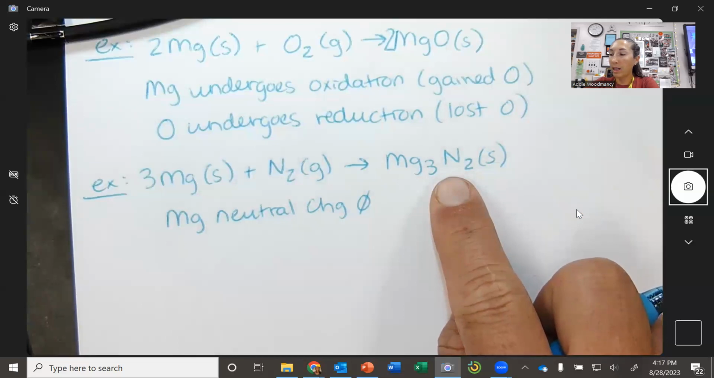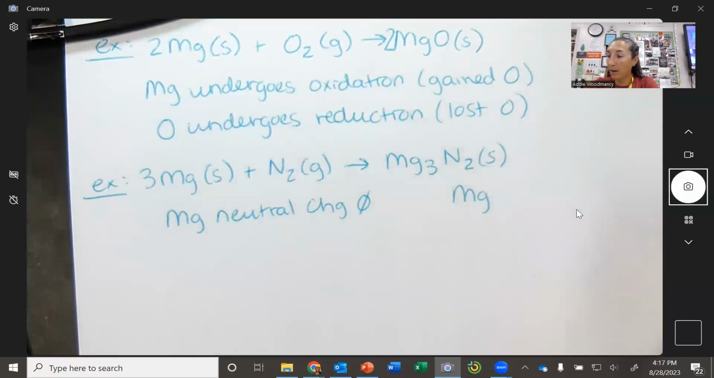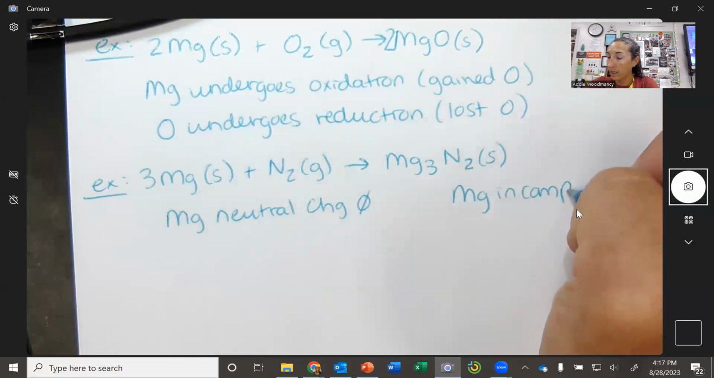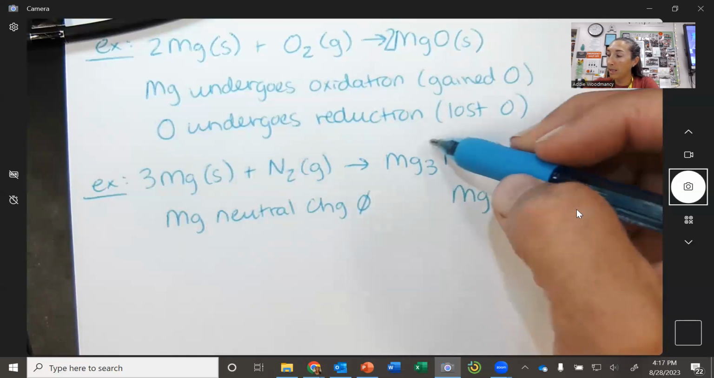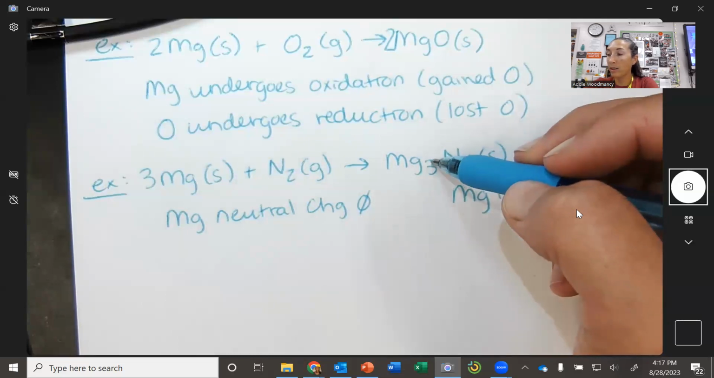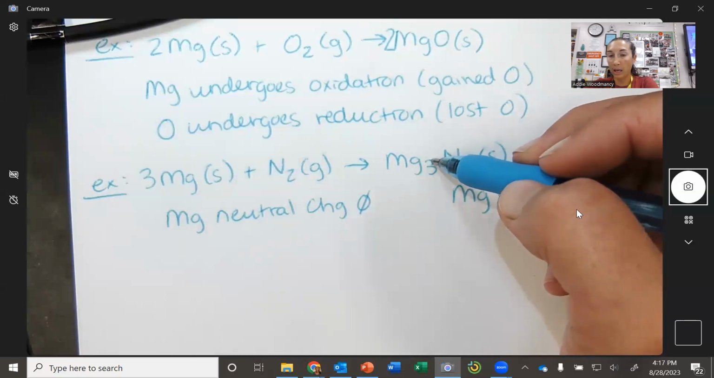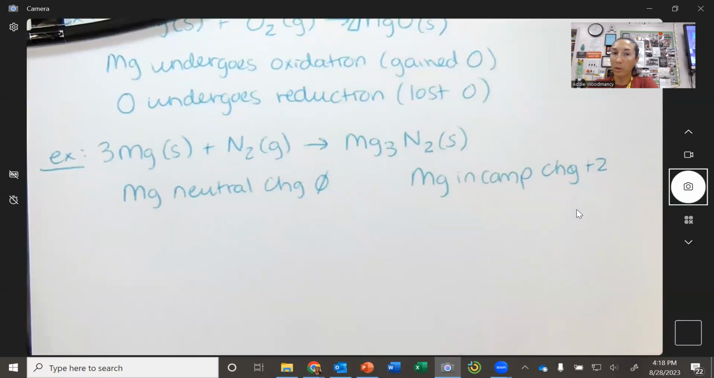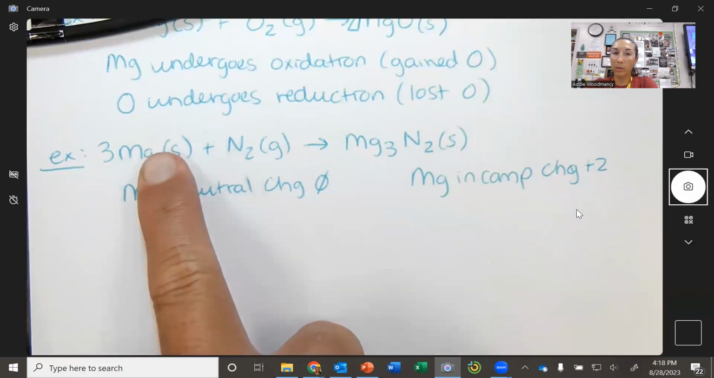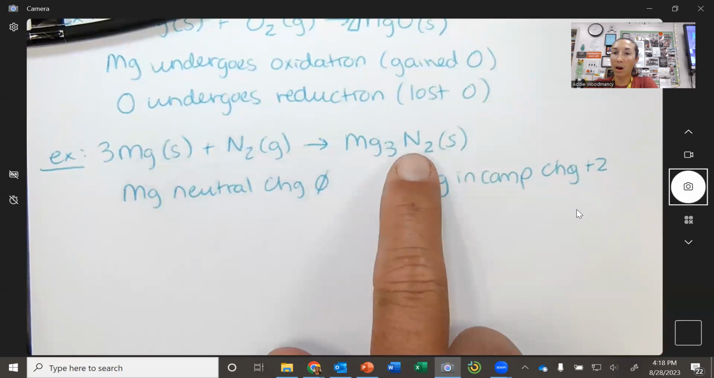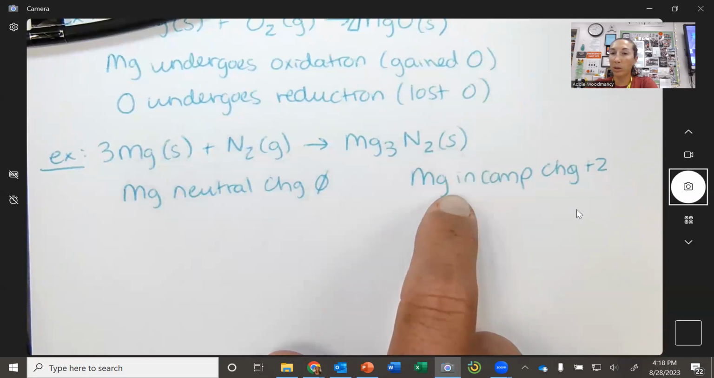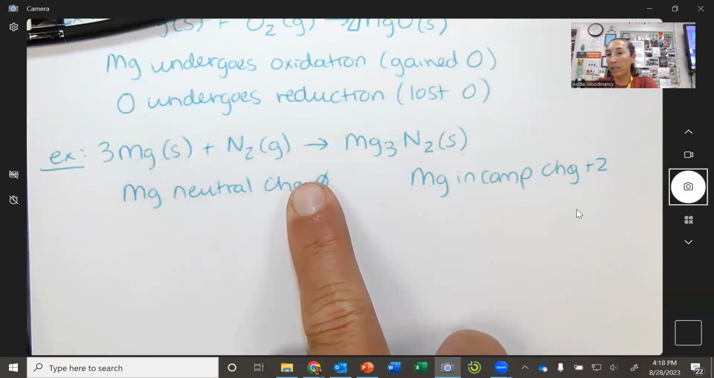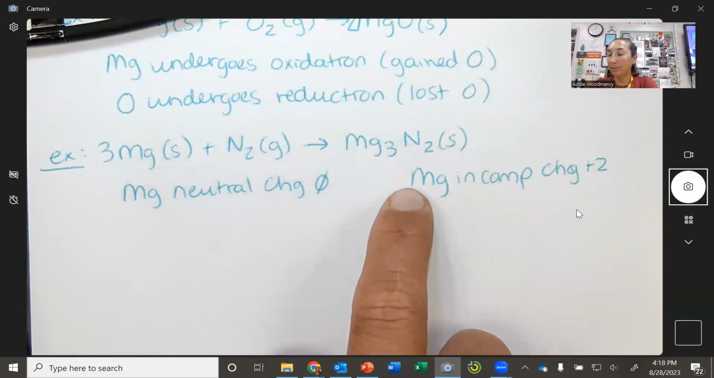But if we look on this side, magnesium is now in a compound. And magnesium, in this case, when it forms a compound, we've got to look at the charge. So on your periodic table, magnesium is in group 2. So in a compound, magnesium's charge is +2. So we see on this side, it goes from neutral magnesium with no charge to now being in a compound, magnesium has a charge of +2. So it's gaining, its charge is going up.